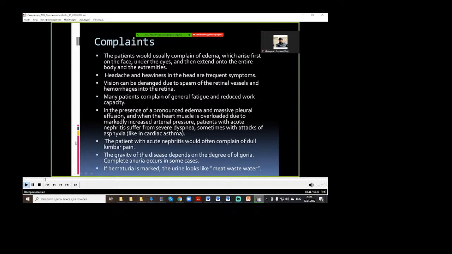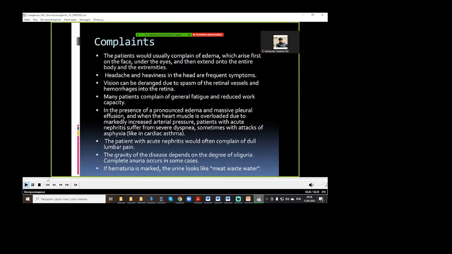Complaints of the patients. The patients would usually complain of edema, which arises first of the face, under the eyes, and then extends into the entire body and the extremities. Headache and heaviness in the head are frequent symptoms. Vision can be deranged due to spasm of retinal vessels and hemorrhages into the retina as a complaint of high blood pressure. Many patients complain of general fatigue and reduced work capacity.